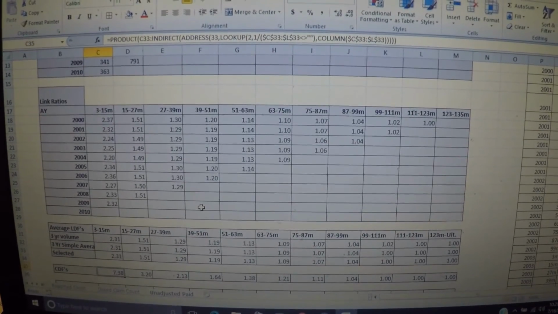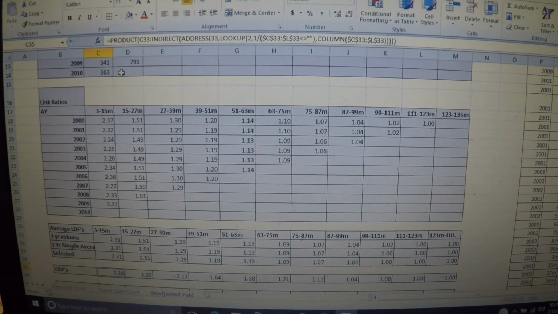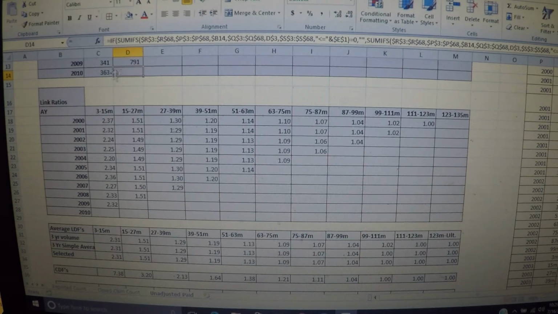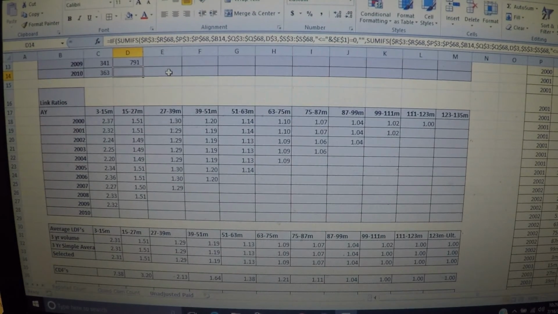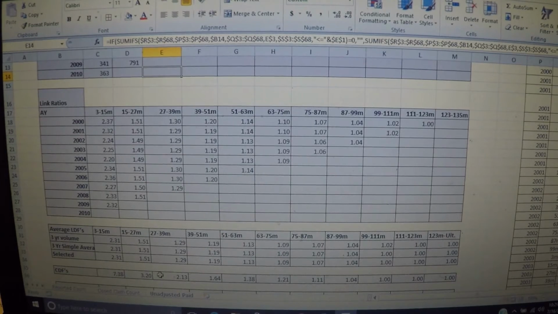And the logic there is just that it's corresponding to these selected LDFs, right? If I multiply 363 times 2.31, it gives me the reported loss here. Multiply by 1.51, that will give me the ultimate here, etc. And 7.38 is the product of all these. So it's doing the exact same thing.